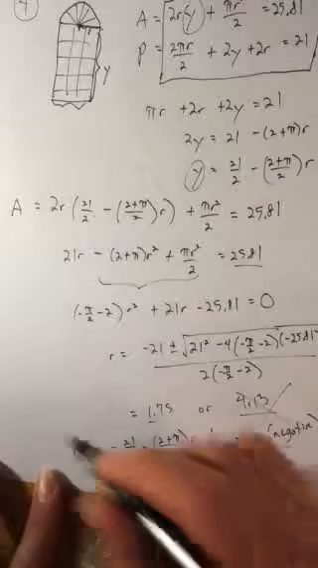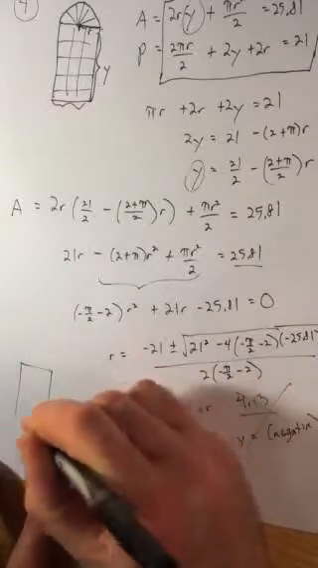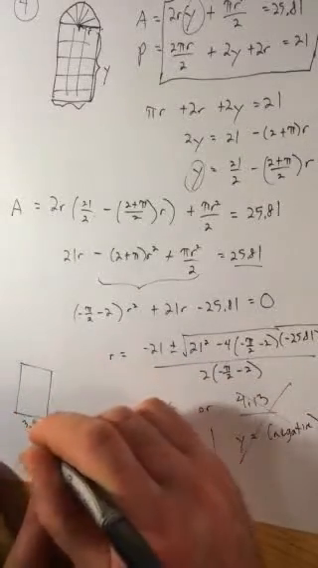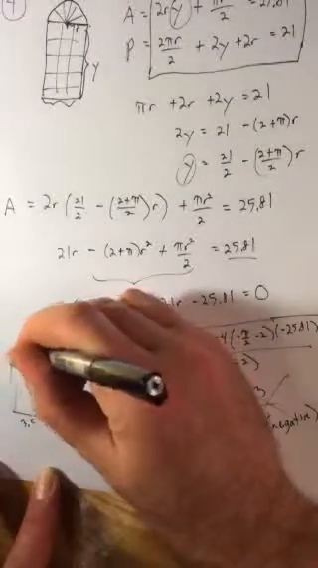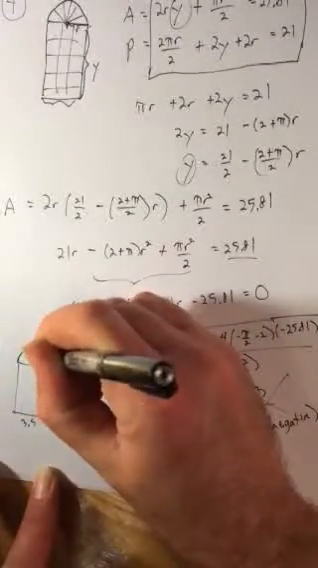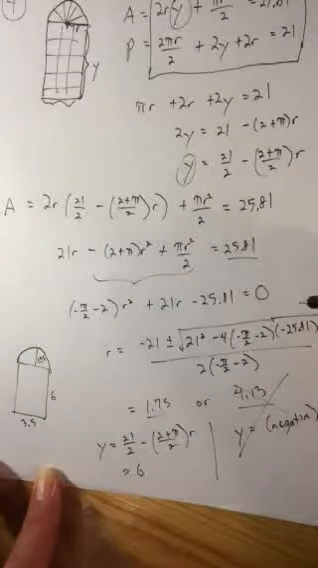So you can go ahead and draw out what your window looks like. Remember, the radius is halfway across. So this is going to be 3.5 by 6, and then it's going to come up 1.75 on the radius there. So that's how to get through that one.